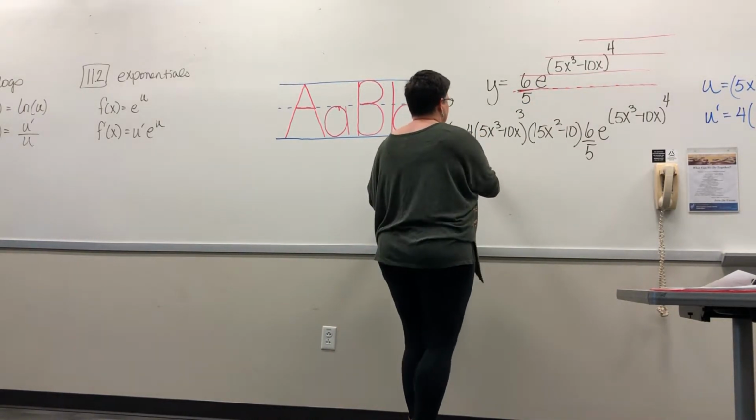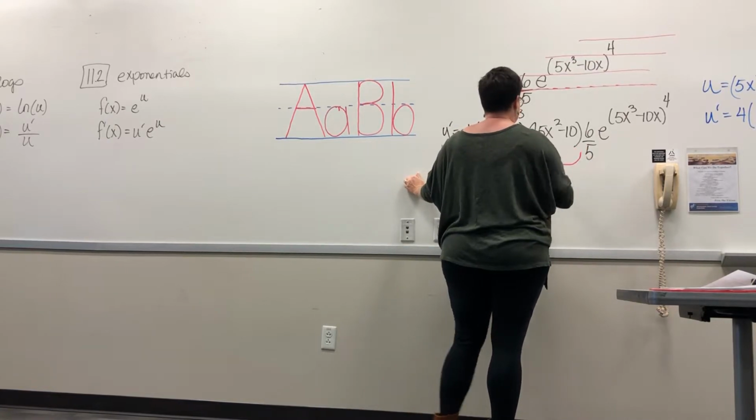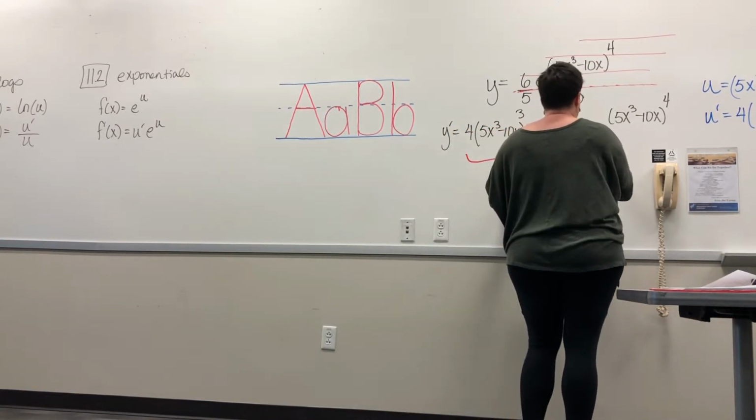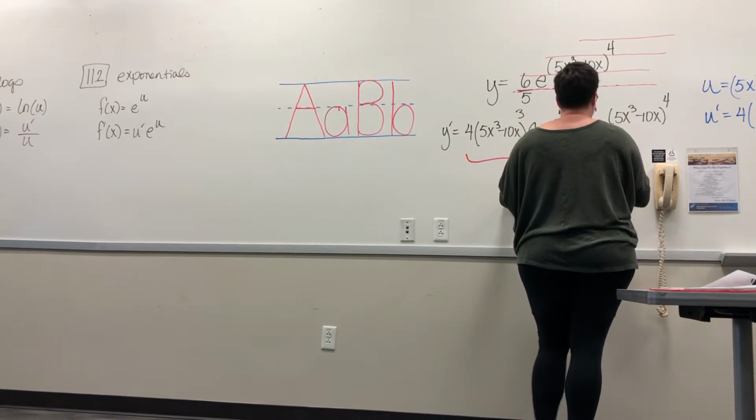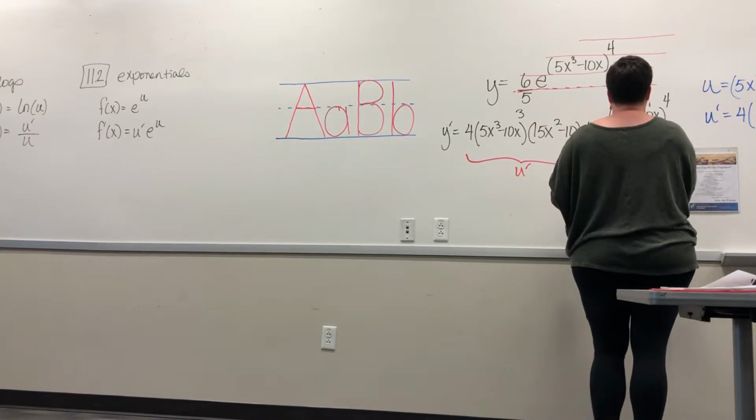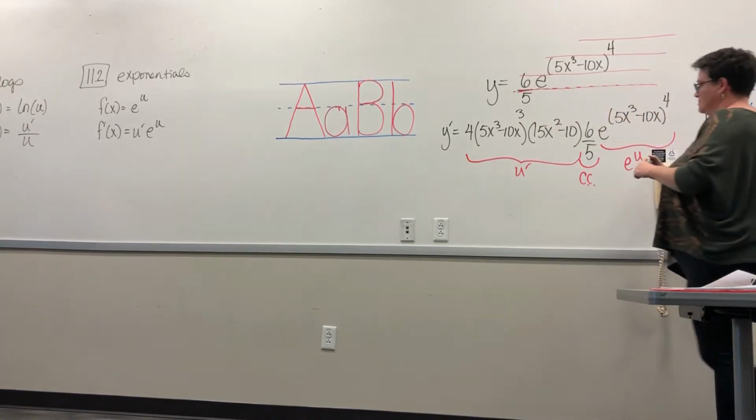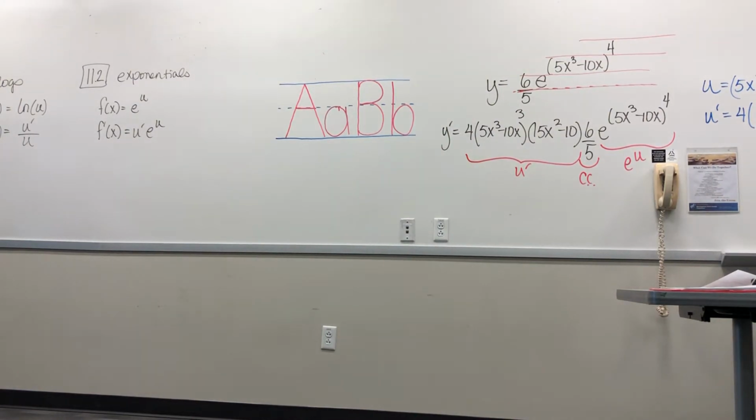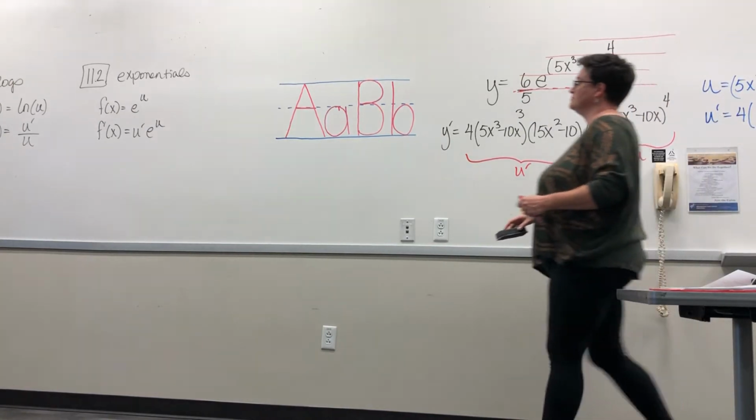So globally, here's u prime. Here's your constant coefficient. And here's e to the u. So it's still u prime e to the u. Just depends on what u and e to the u are.